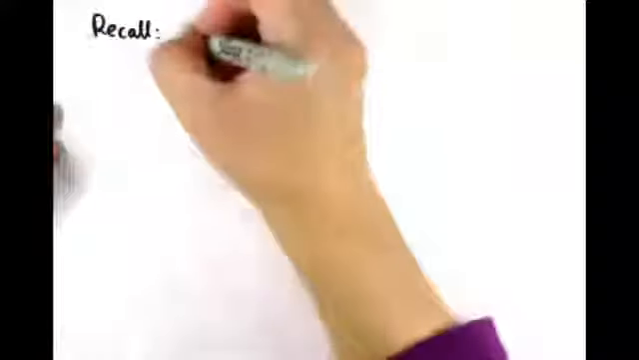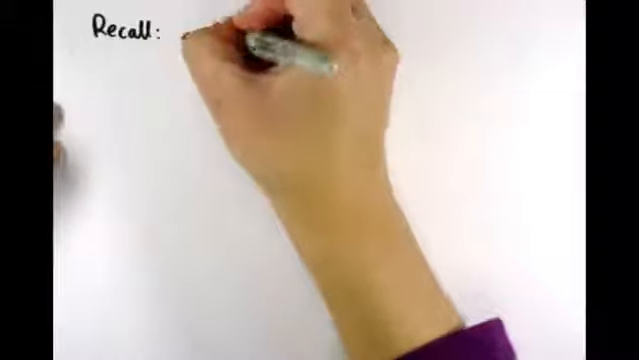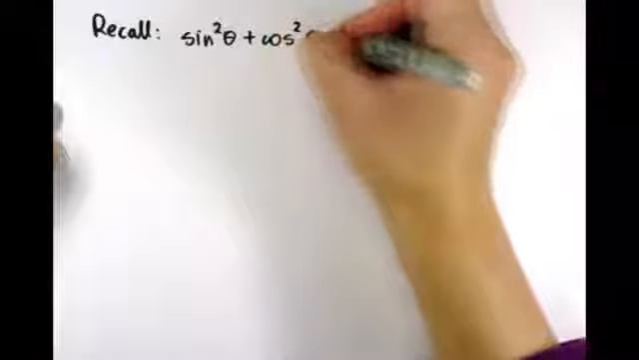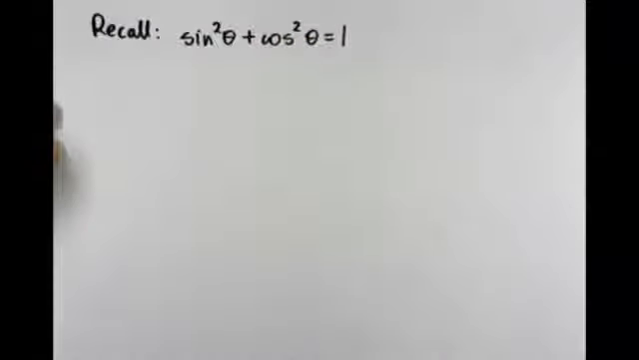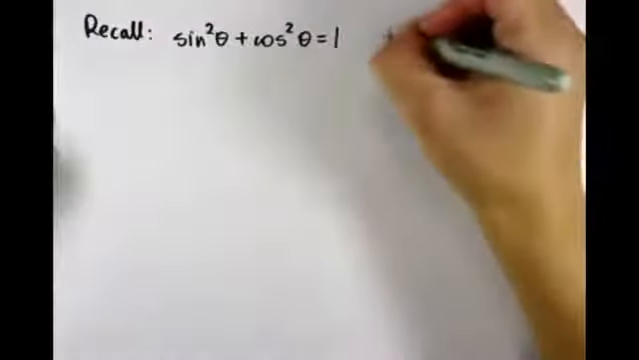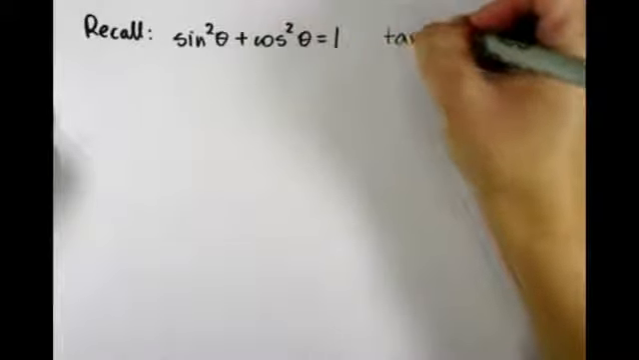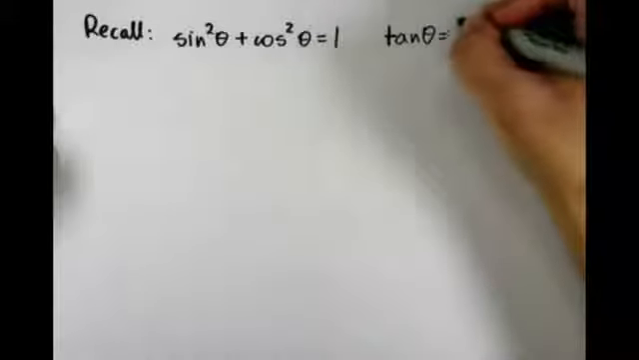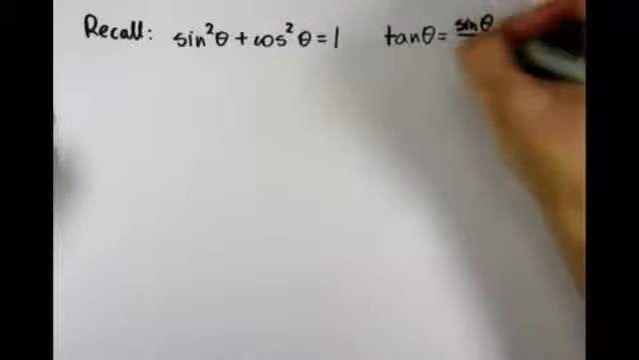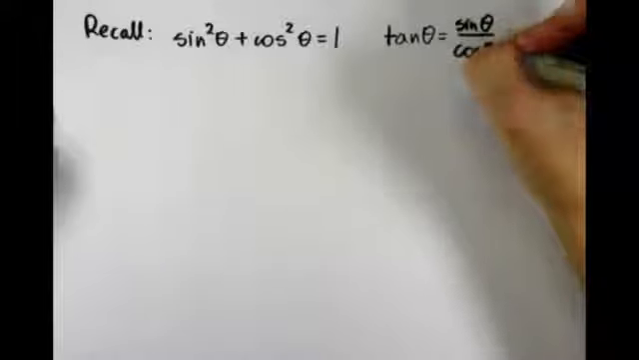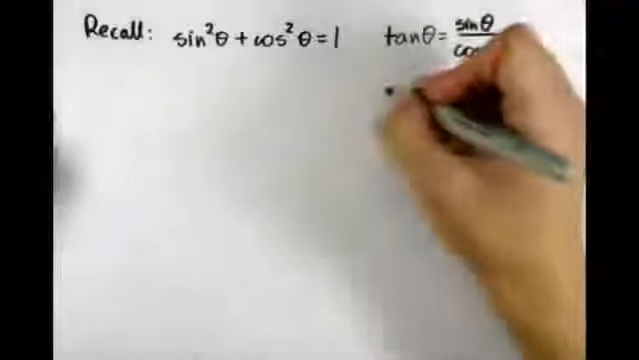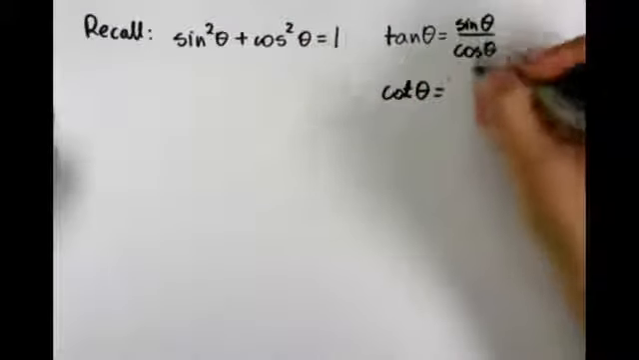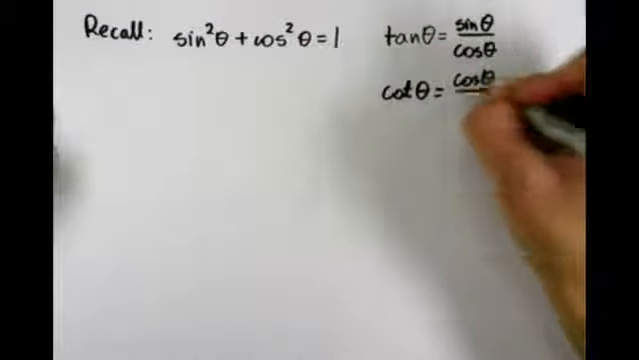Recall: sine squared theta plus cos squared theta is equal to 1. Then we know that tangent theta is sine theta over cos theta. Cotangent is the opposite way, is 1 over tangent, or cos theta over sine theta.